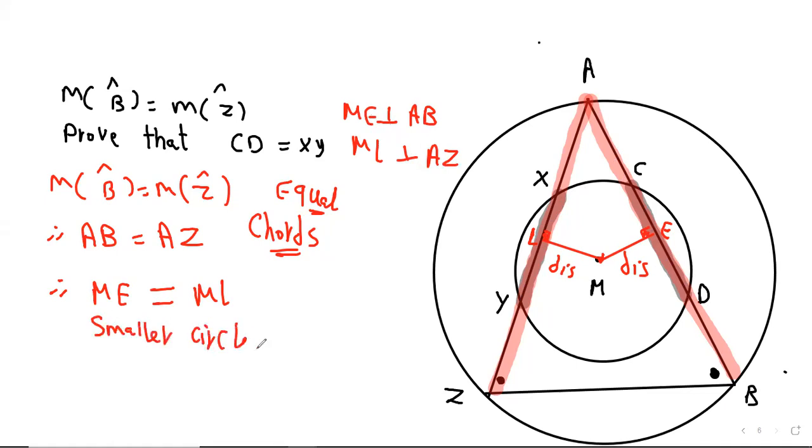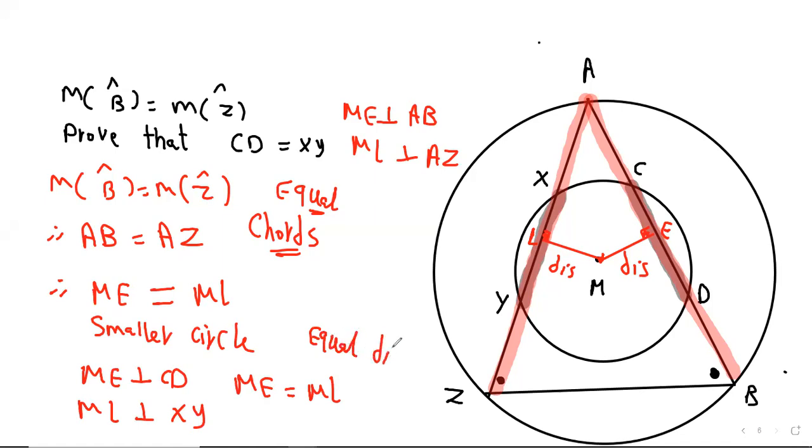Let's go to the smaller circle. In the smaller circle, we have ME perpendicular to CD and ML perpendicular to XY, and ME equals ML. They are equal distances. So if we have equal distances in a circle, that leads to equal chords. Then CD equals XY. That's it.